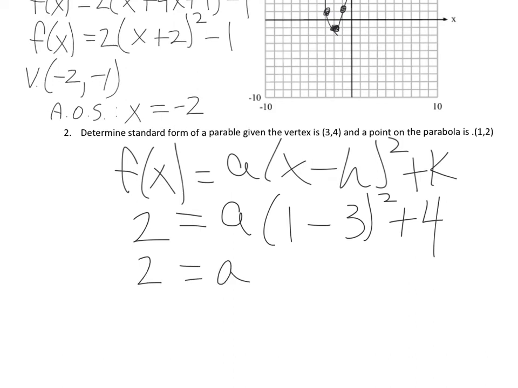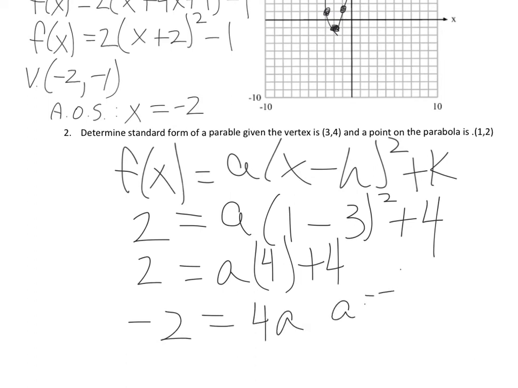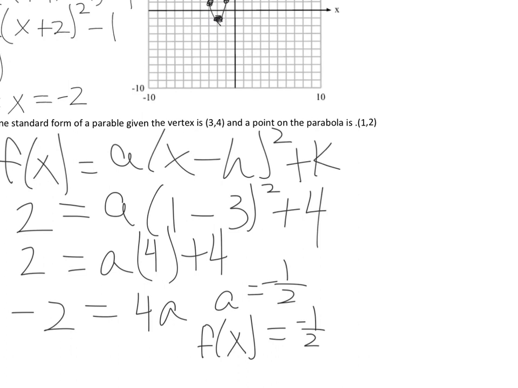So now we have a, and that'd be -2 squared, which is 4. We could have written that as 4a plus 4. Subtract over the 4 gives us -2, so we have 4a. And then we divide by 4, so a equals -1/2. And then we're simply going to rewrite the parabola. f of x equals negative 1/2 times x minus 3 squared plus 4.